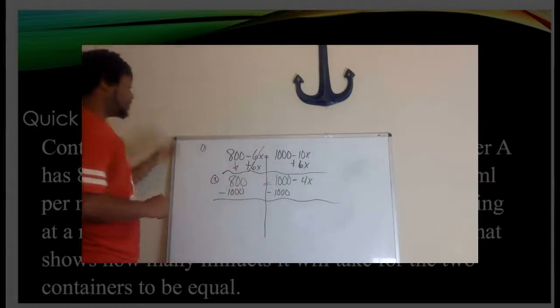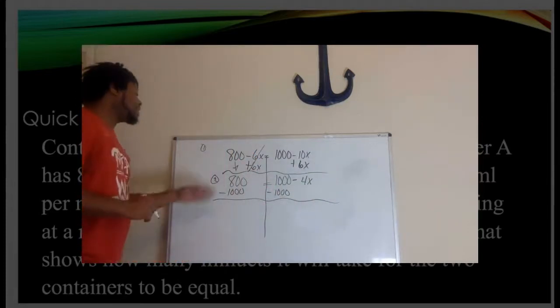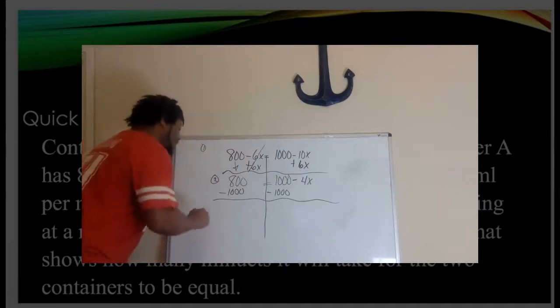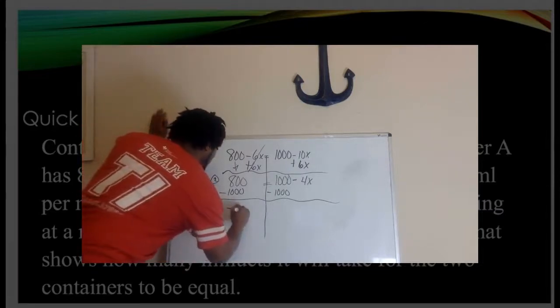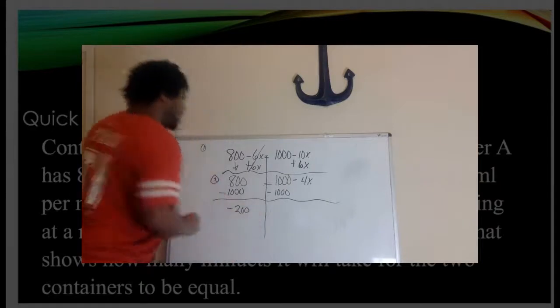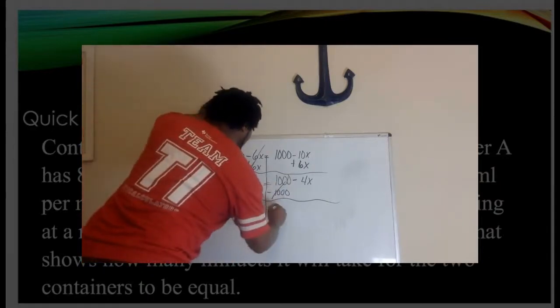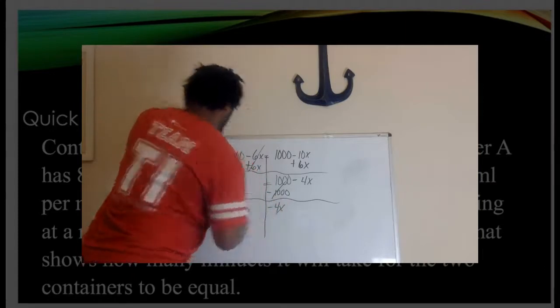All right? What happens here? You have 800 minus 1,000. That gives you a negative 200. And over here, this is a zero pair, and you bring down the negative 4x.